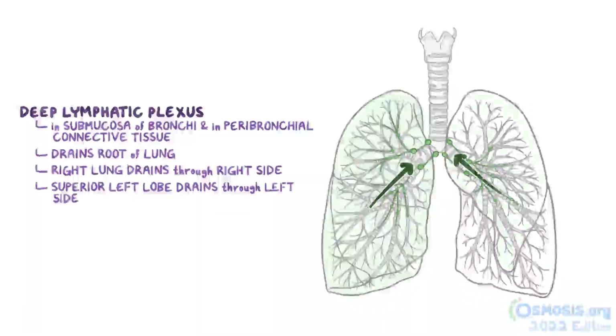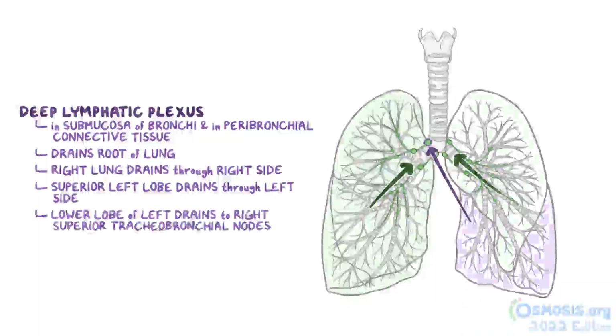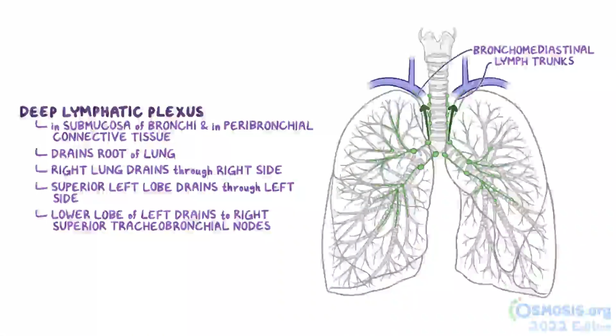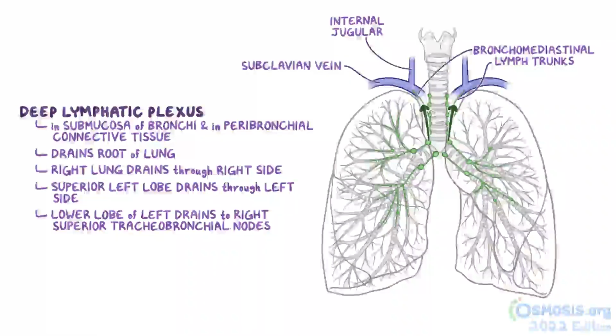However, a lot of the lymphatics from the lower lobe of the left lung drain to the right superior tracheobronchial nodes. Now, lymph from the tracheobronchial lymph nodes passes to the right and left bronchomediastinal lymph trunks, which are the major conduits that are draining the thoracic viscera. They usually end on each side at the venous angles, which are the junctions of the subclavian and internal jugular veins.